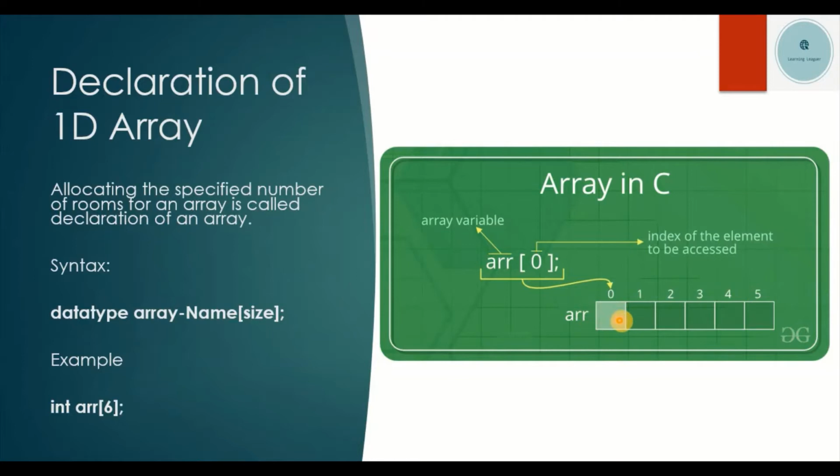Suppose I want to access the value which has been stored in the first room, I need to write ARR of 0. When I write ARR of 0, that is the array name with the subscript. We indicate that the value has to be accessed. Suppose I want to access the value from the fourth room, what is its index? The index is 3. What do I need to write now? I need to write ARR of 3.